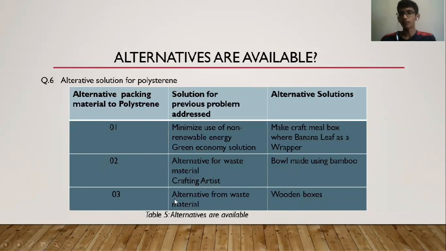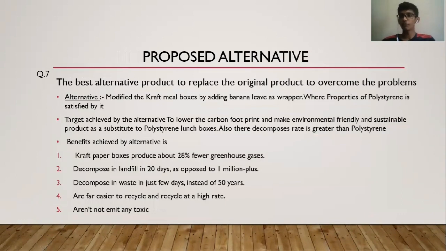And the third and last important point is alternatives from waste material. If we get some alternative products from waste material, we can reduce the waste too. We can reuse and recycle. Those are wooden boxes, and some plates and boxes made using hay. Those are good for the solution. So now we move on to our proposed alternative for the problem.